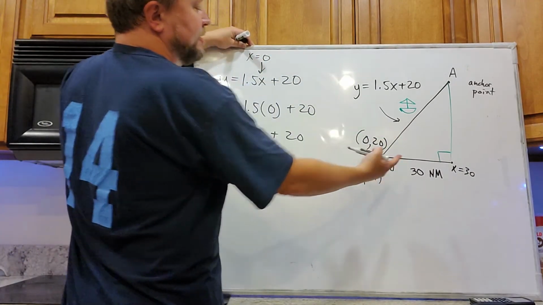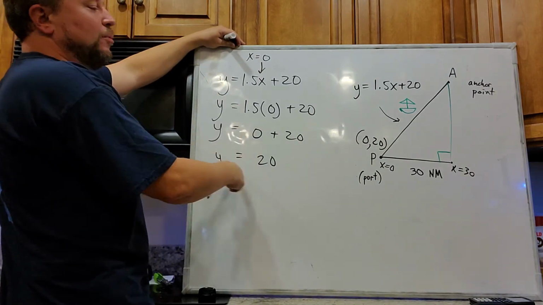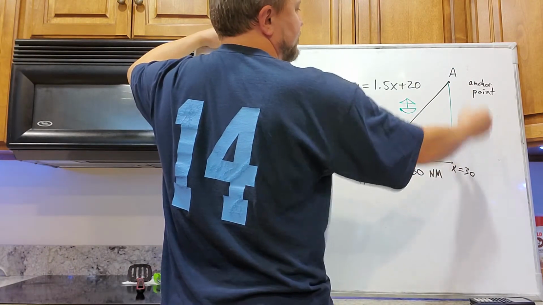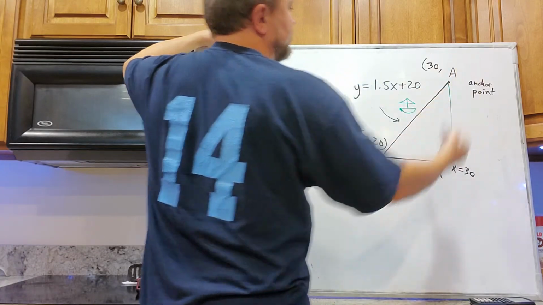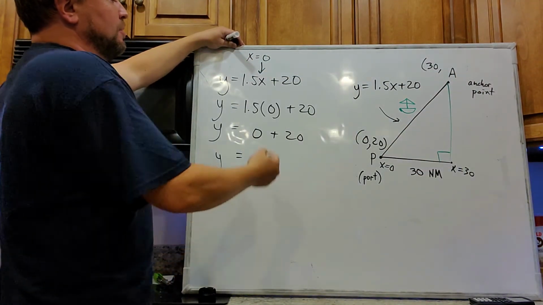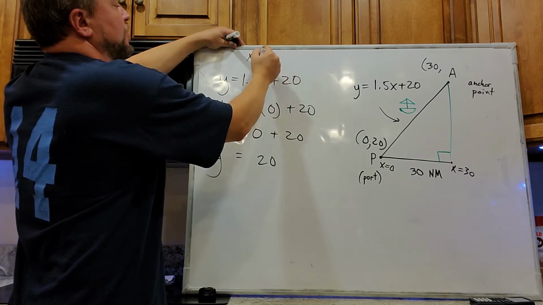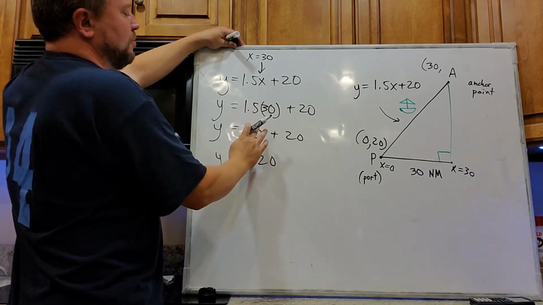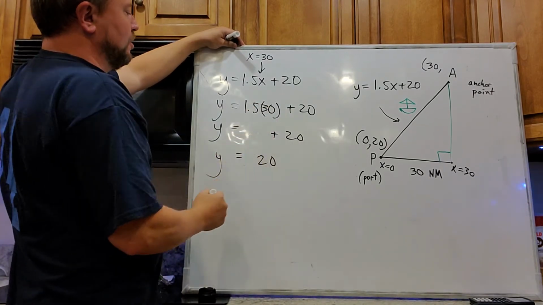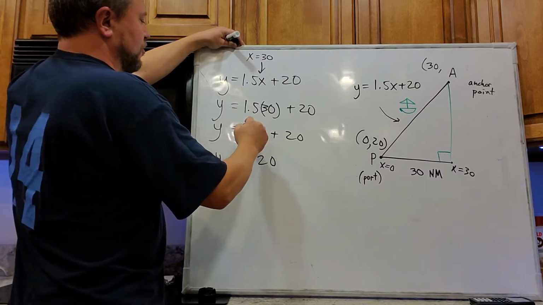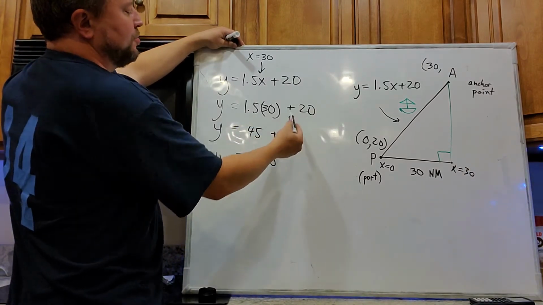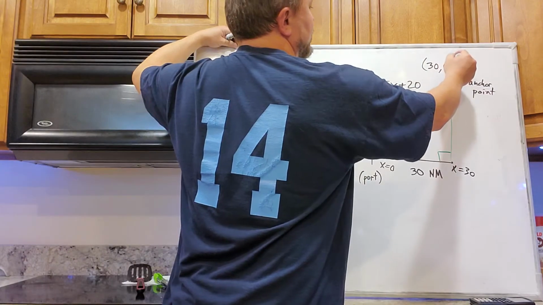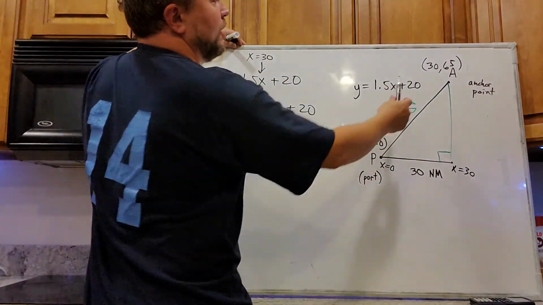Because earlier all I knew was the x value was 0. I had to plug it in, see, to find the y. And I'm going to do the same thing to find this one up here. I know the x value of it is 30, but let's find the y value that goes with that. So this time, instead of plugging in a 0, we're going to plug in a 30. So we're going to take 30 times 1.5. Let's see, that's 45. And then add that to the 20 and you get 65. So the coordinates at this end now are at 30, 65.